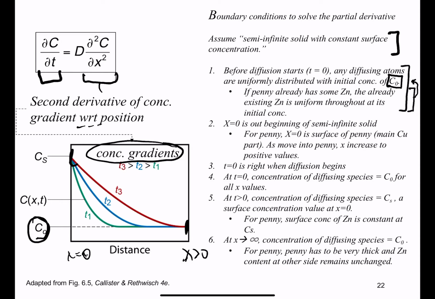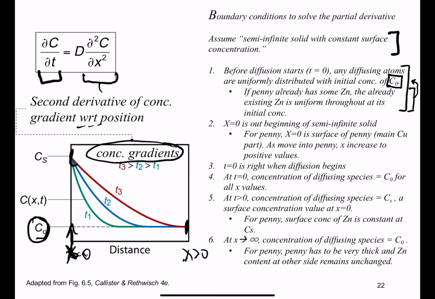Next, at position x equals 0, this might be the topmost surface of our penny. This is the beginning of the semi-infinite solid for us, okay? So it's the beginning of that surface slab that we're studying. Okay, so in this case, this is the top surface of the penny. It is where the copper meets the zinc, okay? So it's not the top of the zinc layer, but it's where the copper meets the zinc.